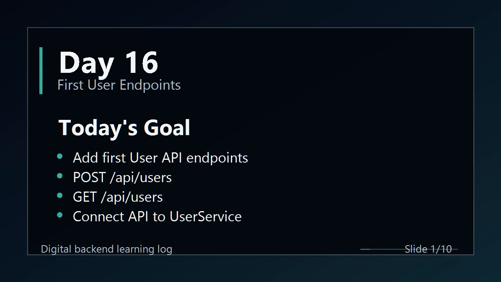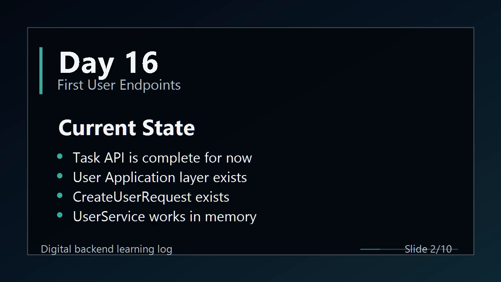Day 16 adds the first user API endpoints. Today the API layer connects to the user application service with POST users and GET users. The current state is ready for this step.